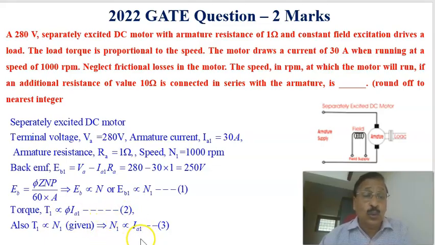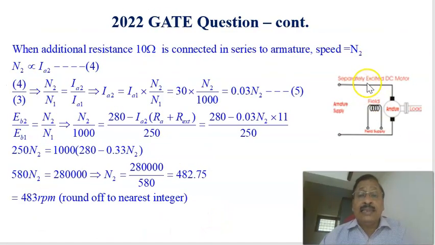Therefore, the speed is proportional to the armature current. For N1, the first case of 1000 RPM, it is proportional to the corresponding current Ia1, which is equal to 30 ampere. This is the third equation. We will be seeing it later in the coming slide. The question is, when an additional resistance of 10 ohm is connected in series to the armature, what is the speed? Let us take the speed as N2.